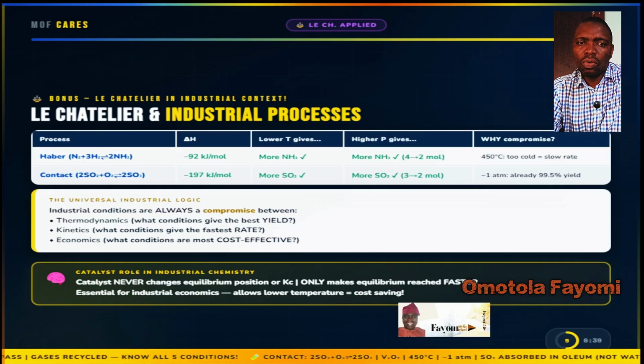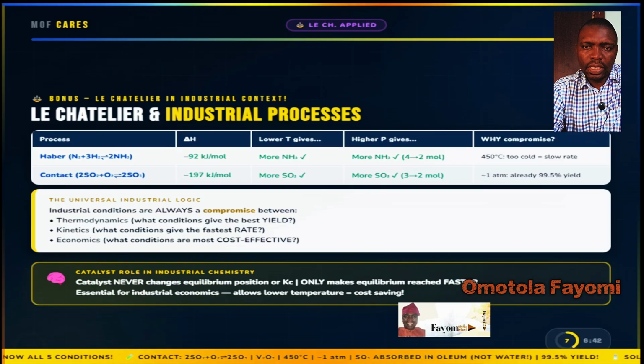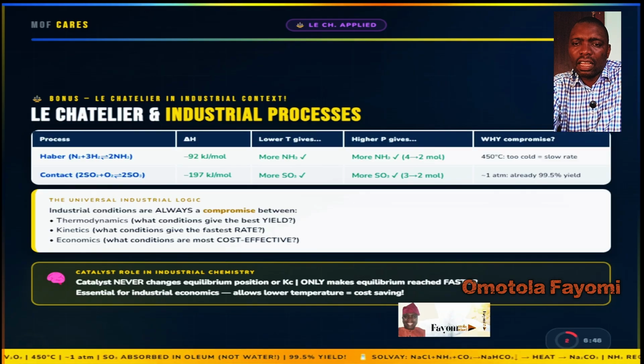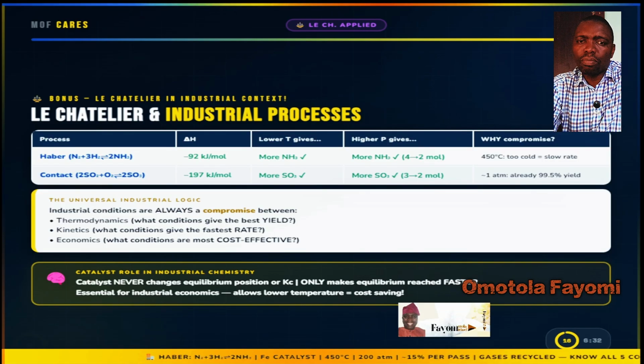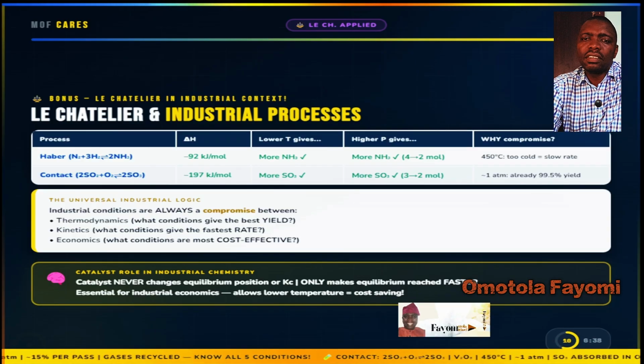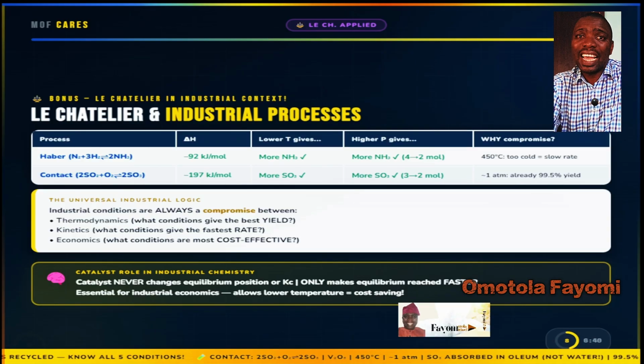economic cost. When JAMB asks you to explain a condition, structure your answer: Le Chatelier's principle tells us X would give more product, but Y, rate or cost, limits this. So the compromise is Z. This framework earns full marks every time.